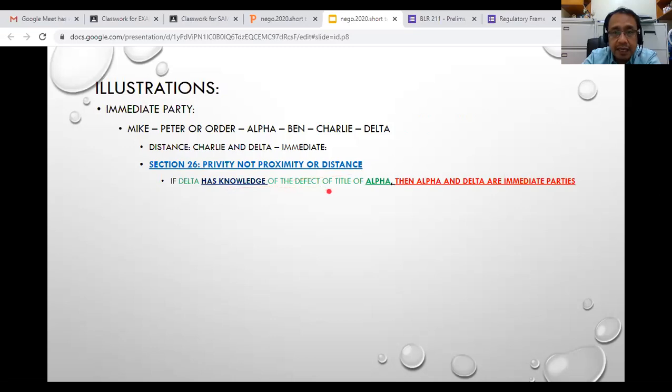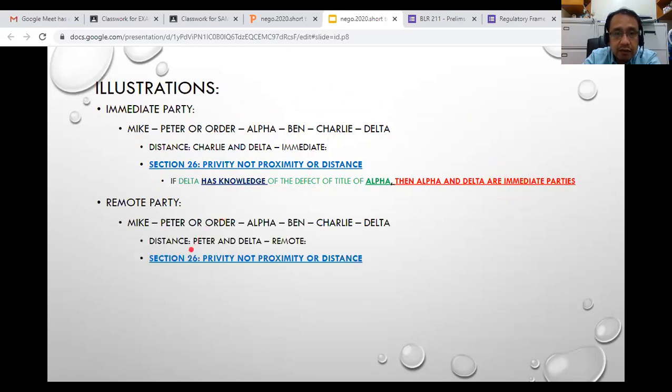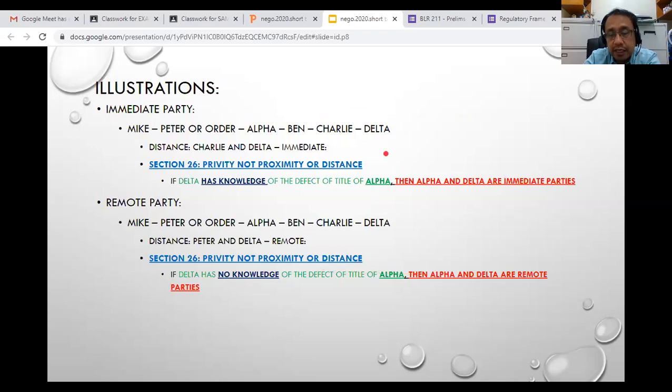But if Delta has knowledge of the defect, then Alpha and Delta will be considered as immediate parties. Okay? They will, by distance, they are apart. Pero if he has knowledge of a defect, then they will now be considered as immediate parties. Remote party by distance, okay? Peter and Delta, remote, magkalayo sila. But if he has no knowledge of a defect, then Charlie and Delta, they are already considered as remote parties.